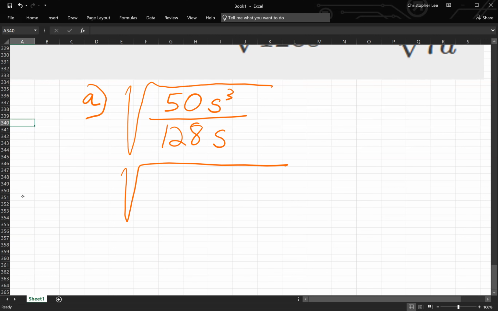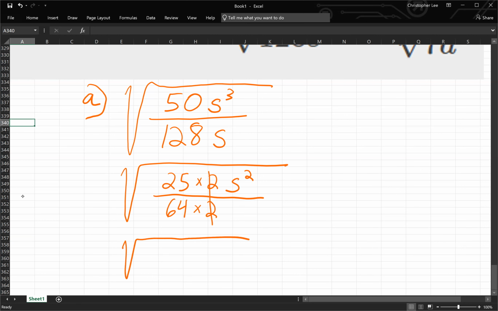So s to the third divided by s is what? S to the second. Very good. And I'm just gonna kill this by 2. So what's this? 25 times 2? And then what's this one? 64 times 2? Something like that. Then these cancel out. So what do I have? I have square root 25 s squared divided by 64, right?